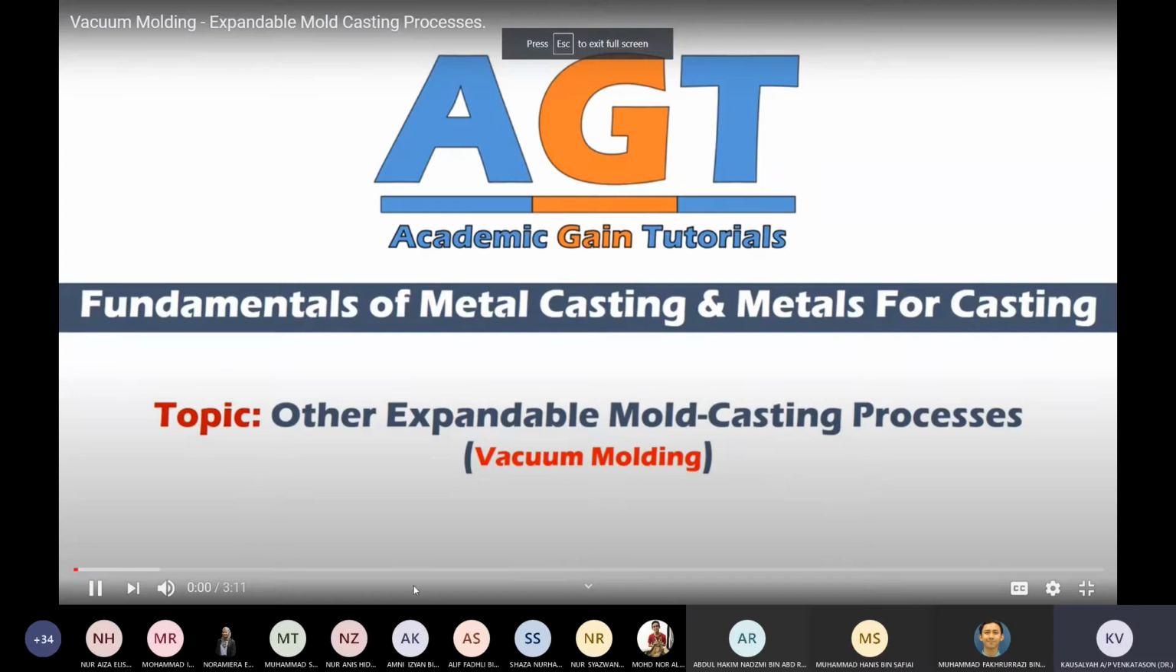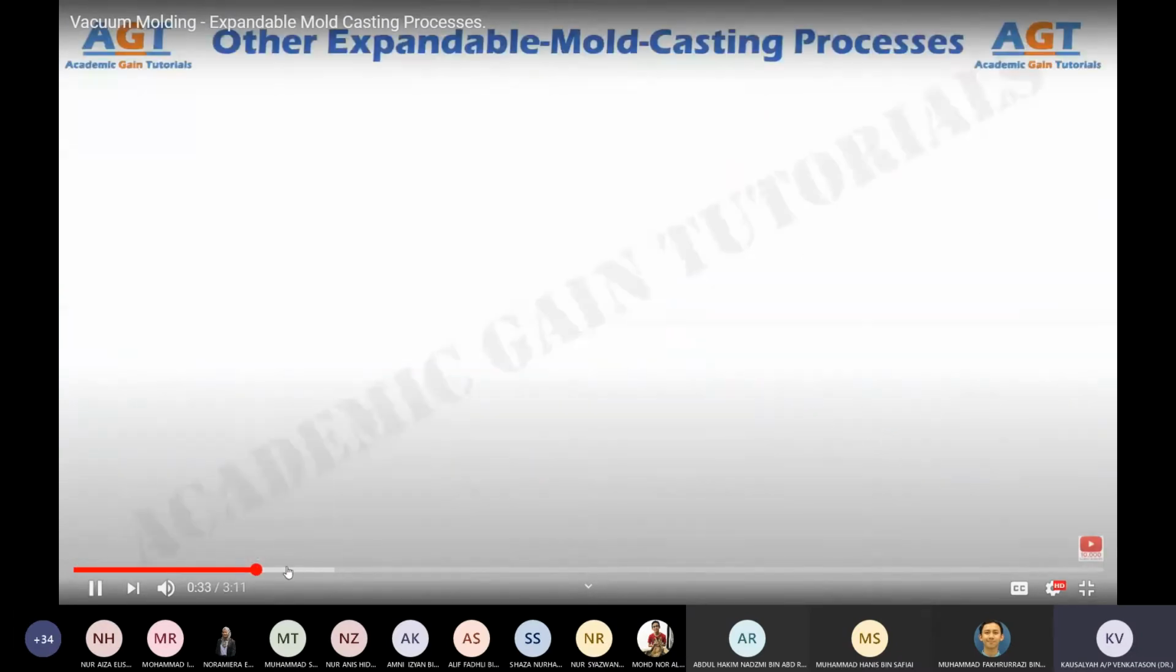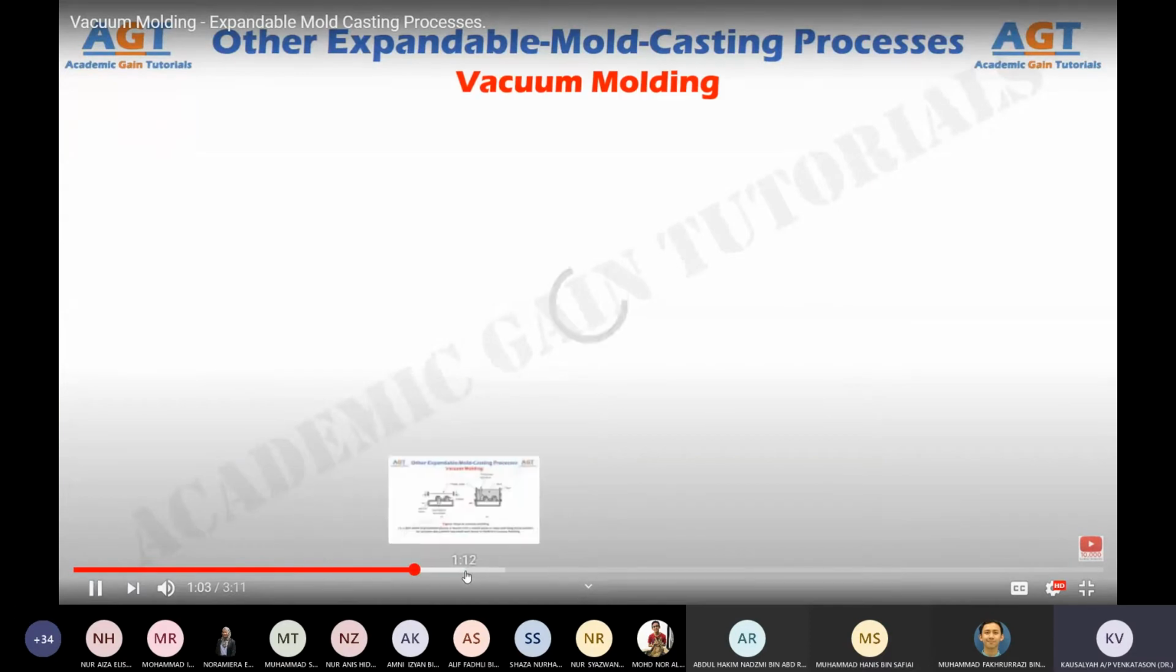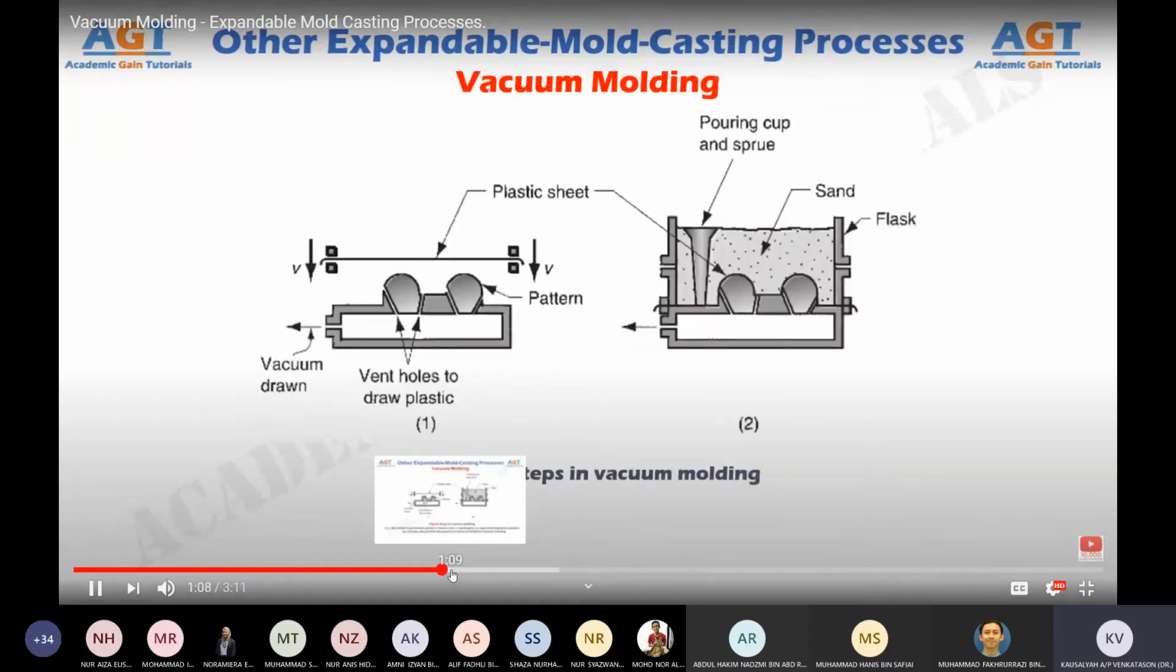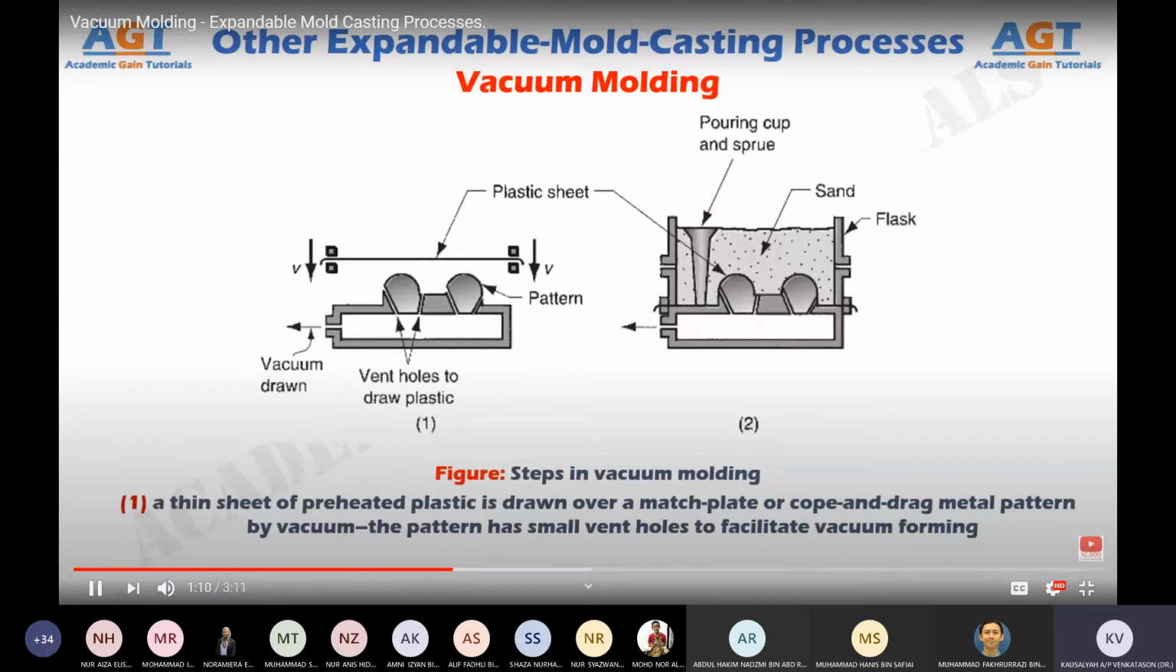We'll look at vacuum molding first. Welcome to Academic Gain Tutorial. We are studying the manner of vacuum molding in the next few figures. Figure 1 shows the first step in vacuum molding, where a thin sheet of preheated plastic is drawn over a match plate or cope and drag metal pattern by vacuum. The pattern has small vent holes.